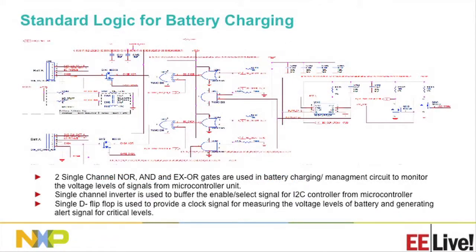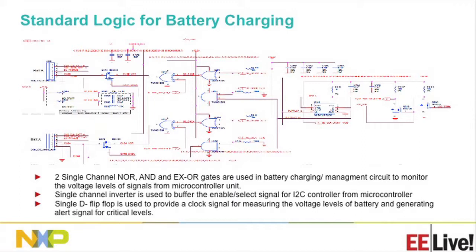In the battery charging interface, we have seen the NOR, AND, and exclusive OR gates. They are used in the charging and management circuits to monitor the voltage levels. So in short, these gates would generate the interrupts for the controllers if your battery voltage goes below a certain threshold or above a certain threshold.